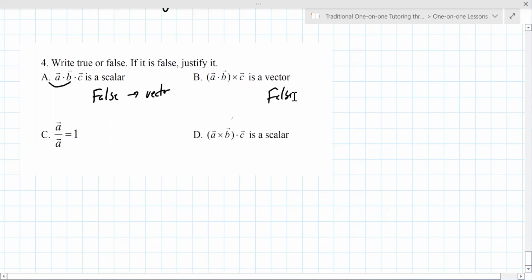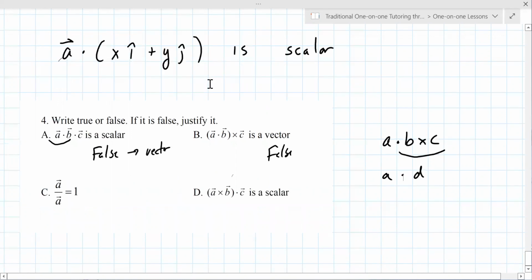Now you'll notice that this one has parentheses, but this one doesn't. So the order does matter. They have to tell you here to dot before you cross, because if they went A dot B cross C, okay, if you cross, you get another vector, right? And then you could dot two vectors. That's why they're there.